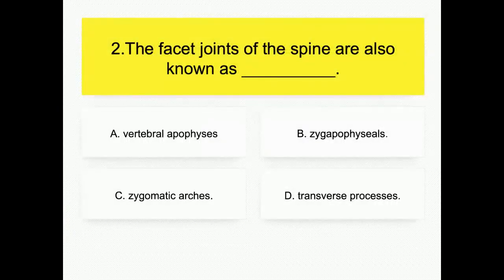All right. Number two, the facet joints of the spine are also known as. What do we got?